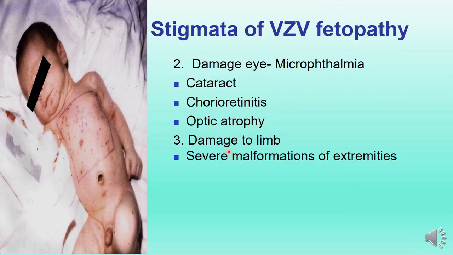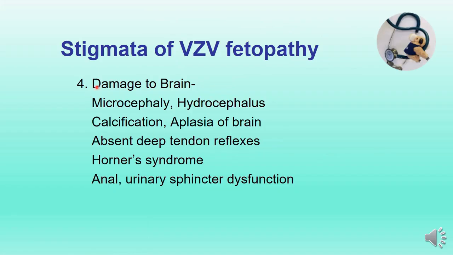And number 3, there can be damage to the limbs. So there can be severe malformation of the extremities. There might be an absent limb, there might be malformation of the digits, or even the arms and the forearms. Number 4, damage to the brain may present with microcephaly, hydrocephalus, calcification, aplasia of the brain, absent deep tendon reflexes, Horner's syndrome, anal and urinary sphincter dysfunctions.